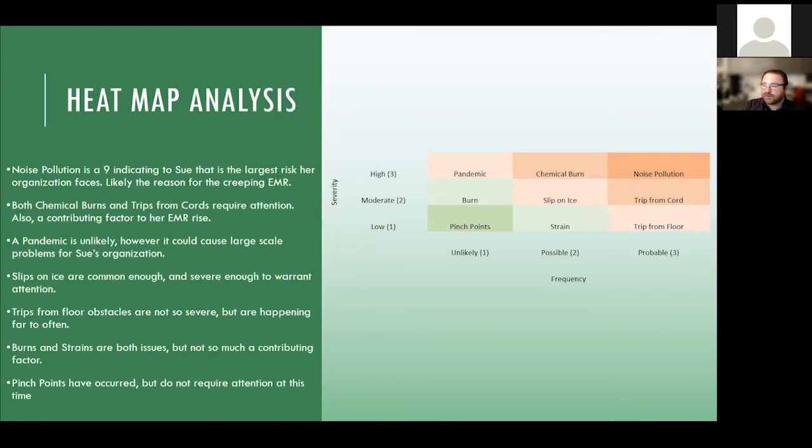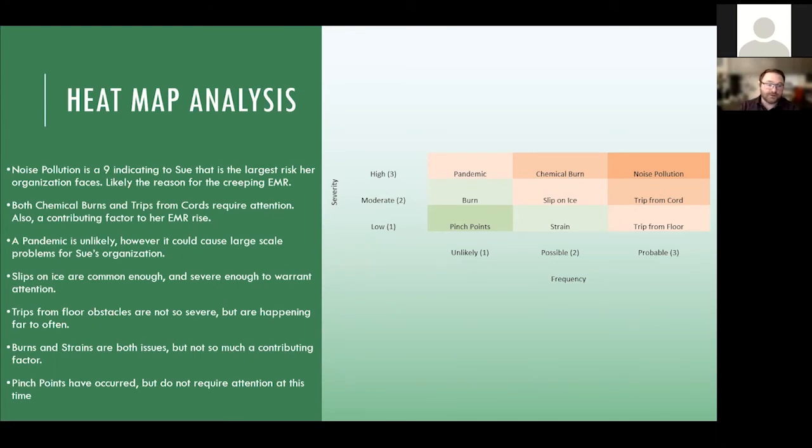So let's do a little bit of an analysis with this. So our noise pollution is a 9, indicating to Sue that this is the largest risk her organization faces and likely the reason for her creeping EMR. So again, she went from a 1 to a 1.5. That's a big jump. Both chemical burns and trips from cords require attention.